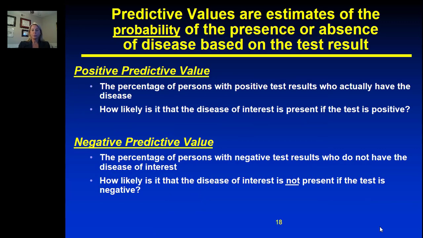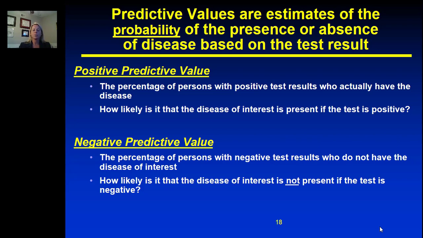So now I want to shift and talk about two other measures that are used when understanding or interpreting results from a screening test. And these are called predictive values. And these are essentially estimates of the probability of the presence or absence of the disease based on the test result. So in a sense, it's the reverse logic or thinking to what we just discussed in terms of sensitivity and specificity of a test.